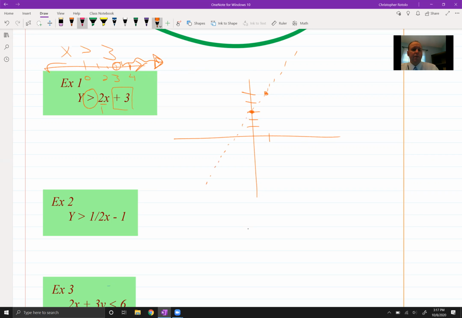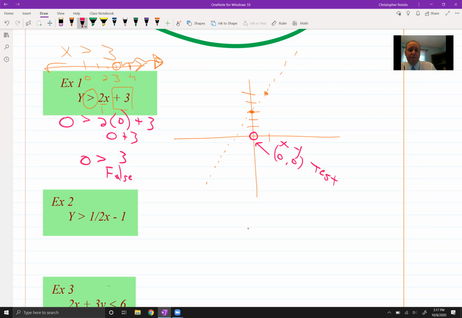So here's the next thing we're going to do. I'm going to identify 0, 0. I'm going to first show you about testing it. So this is the point 0, 0, and I'm going to use it for my test. What that means is this is x and this is y. So is 0 greater than 2 times 0 plus 3? Well, 2 times 0 is 0, plus 3 is 3. So is 0 greater than 3? No, this is false.